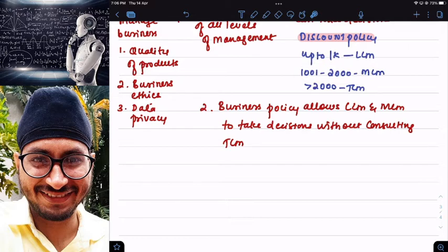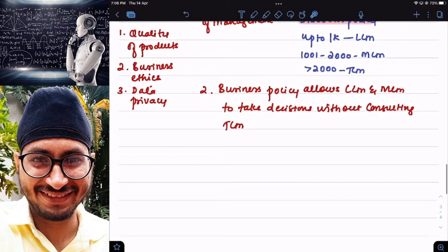So what is happening here? If business policy is there, if some rules and regulations are there, then top level management will not be bothered by lower and middle level. Lower level, middle level will not keep troubling top level management. Why? They know what work they can do, they know what work cannot be done. What are they responsible for? What are they not responsible for? Everything will be clearly communicated to lower level and middle level management.